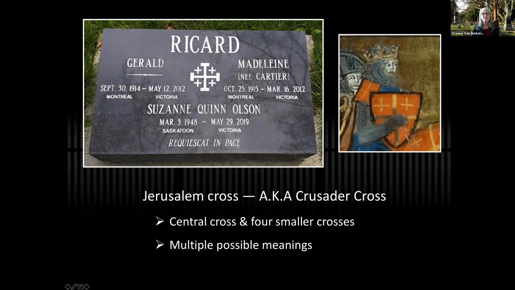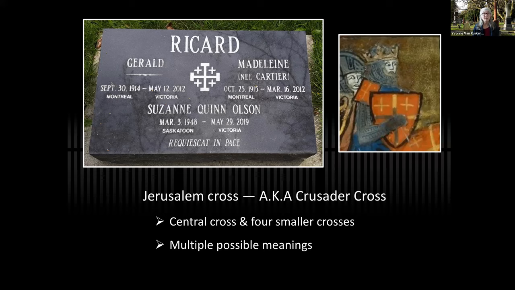It consists of, as you see, a large cross in the middle and then four smaller crosses. It has a variety of meanings. The central cross could stand for Christ, and the four smaller ones could stand for the four evangelists who wrote the Gospels of the New Testament. That's Matthew, Mark, Luke, and John.